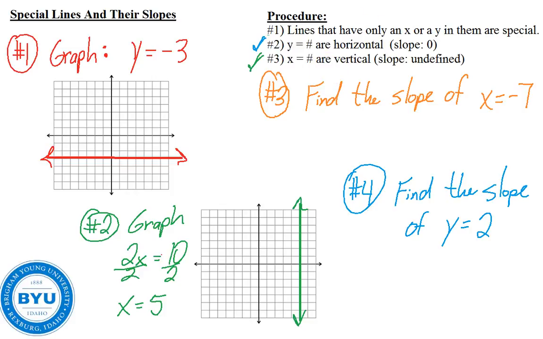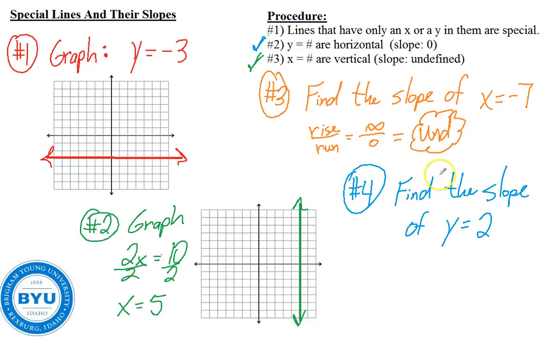This next question says we need to find the slope of x equals -7. Well, when it's only an x, that means it's a vertical line, verticax. X is verticax. Vertical lines have lots of rise. If we're thinking of rise over run, they have infinite rise but no run at all. And that means the slope is undefined.